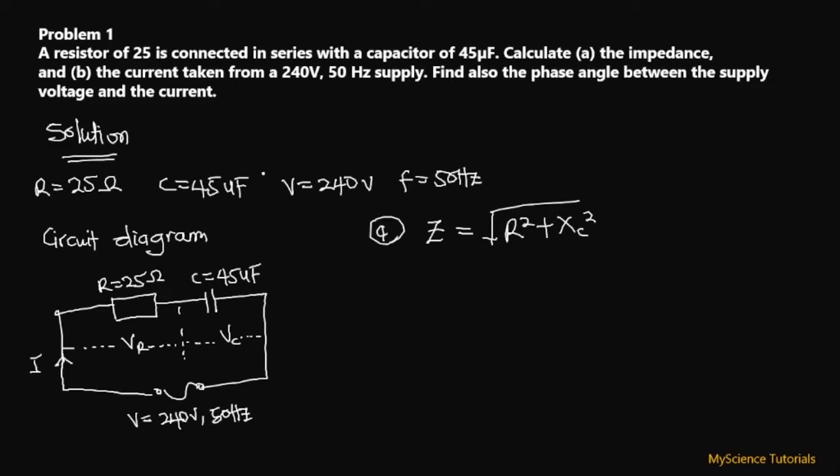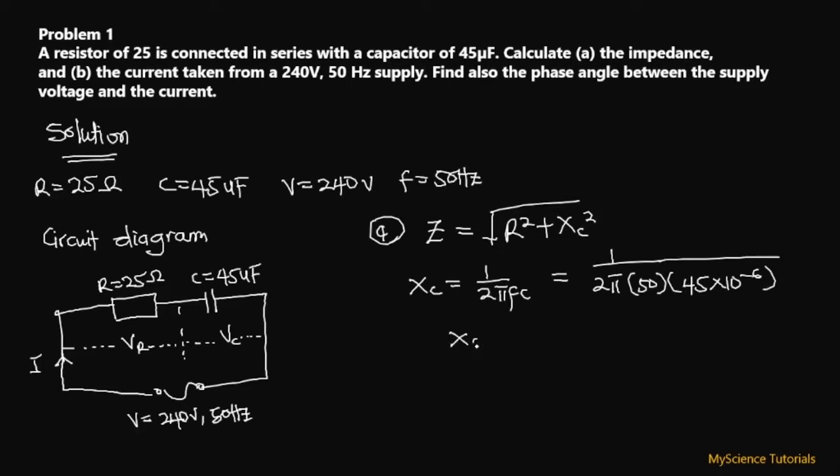Now we have R, which is the resistance we have over here, but we don't know XC, which is the capacitive reactance. Now the capacitive reactance of a capacitor is given by the formula 1 over 2 pi FC, where F is the frequency of the circuit and C is the capacitance of the capacitor. So let's have a look at that. We have 1 over 2 pi, our frequency is 50 hertz, multiplied by the capacitance of the capacitor, which is 45 microfarad. So 45 times 10 raised to the power minus 6 over here.